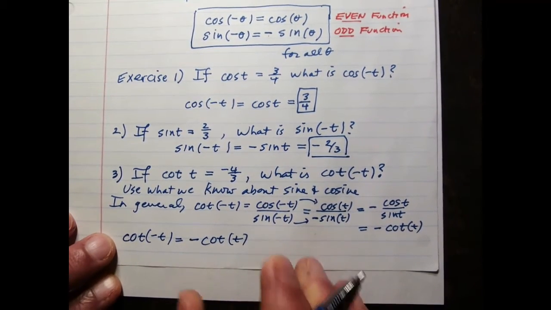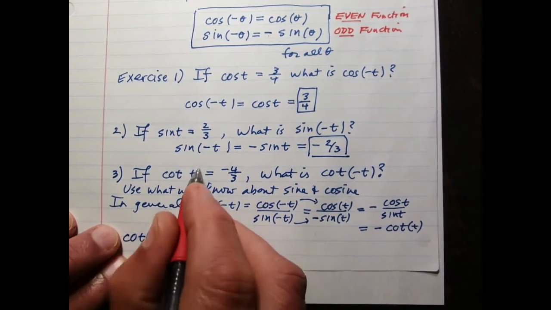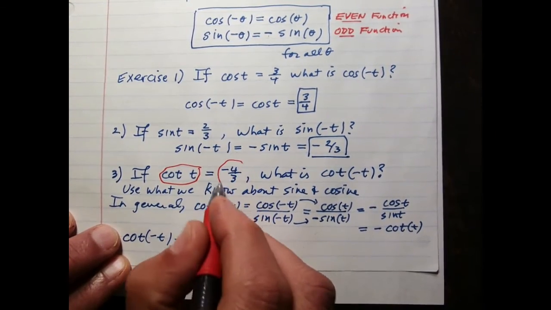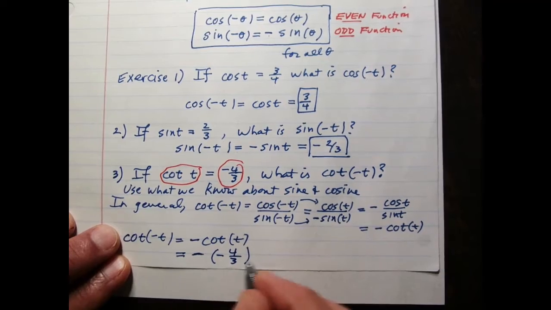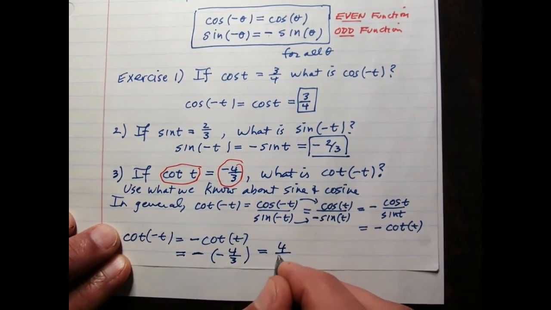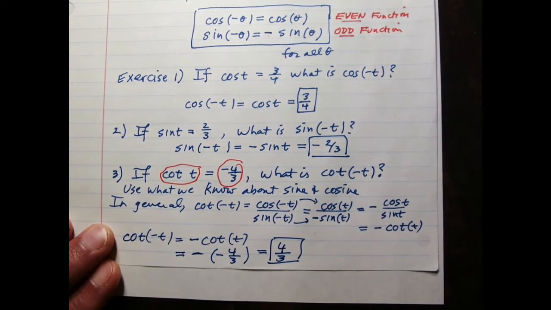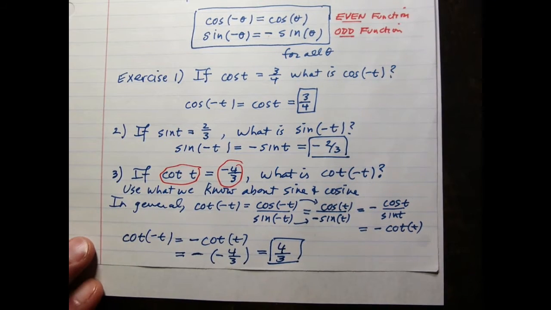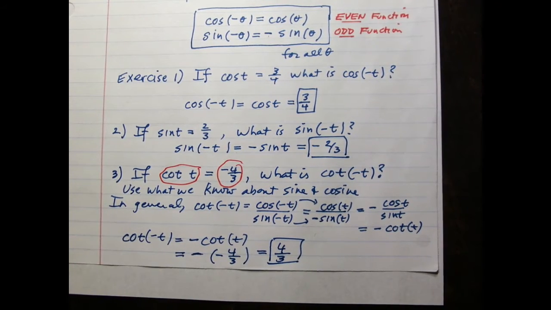Now cotangent t for this angle was negative to begin with, right? We started out with cotangent t equals negative 4/3 here. So we got negative and negative 4/3. If it's negative to begin with, it's going to flop back to a positive value. Okay, I'm going to stop there.